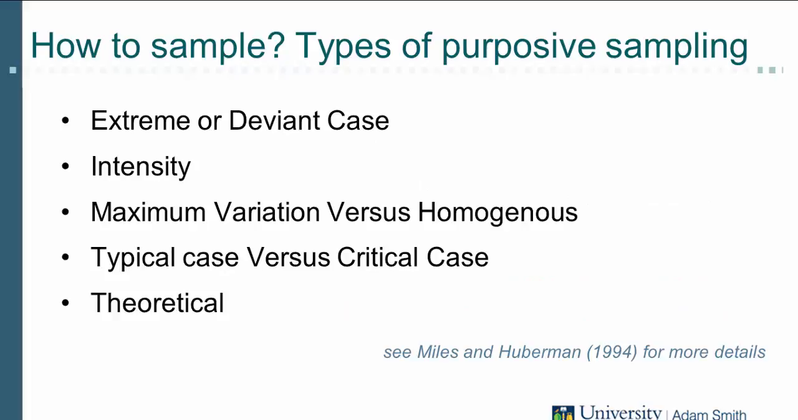There are multiple ways in which you can sample purposely, and they vary depending on your purpose. Here are just a few examples of the most frequently used strategies. For example, extreme case may be a specific instance of something happening that is illustrative of the phenomena. Typical case may be something that you will find as average. I will refer you to Miles and Huberman for more details.